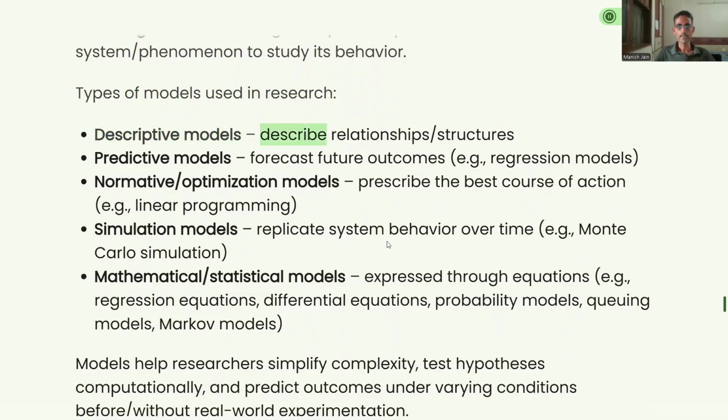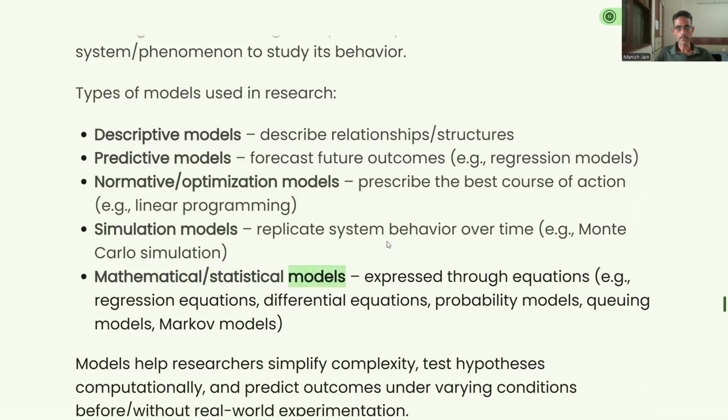Descriptive models describe relationships and structures. Predictive models forecast future outcomes, e.g., regression models. Normative or optimization models prescribe the best course of action, e.g., linear programming. Simulation models replicate system behavior over time, e.g., Monte Carlo simulation.